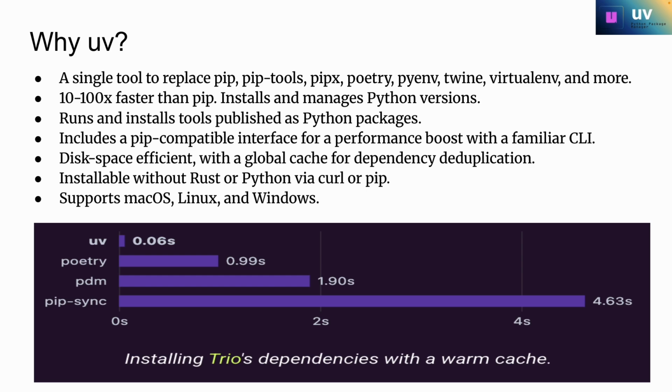It is disk space efficient with a global cache for dependency deduplication. Installable without Rust or Python by curl or pip. UV is supported on macOS, Linux and Windows. So we see it here for dependency installation, where UV took 0.06 seconds, Poetry took 0.99 seconds, and pip-sync took 4.63 seconds. So you can see it, UV is significantly faster. While we'll be executing the commands for installing some of the dependencies, we will see how fast it is.